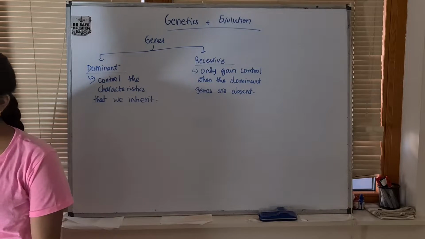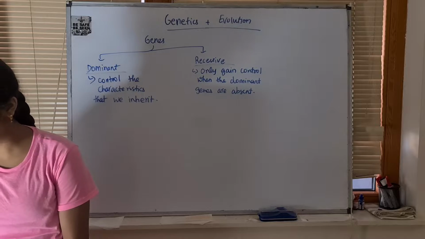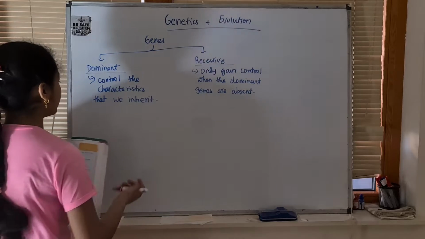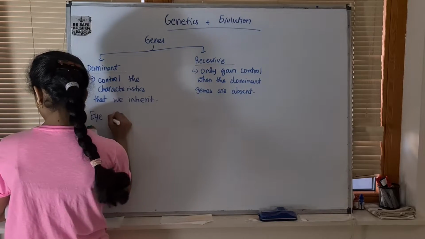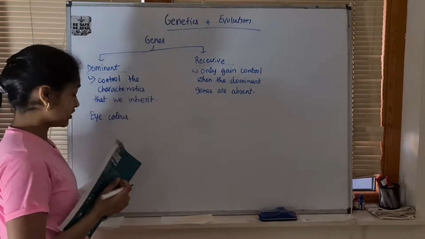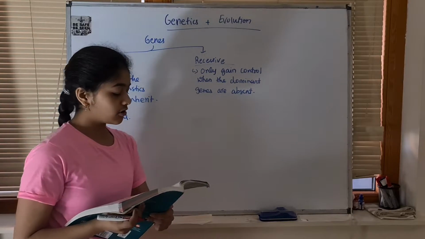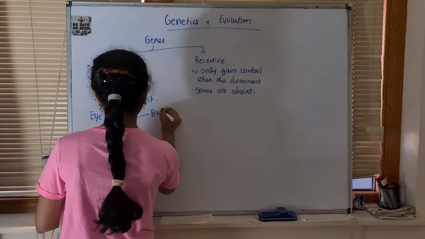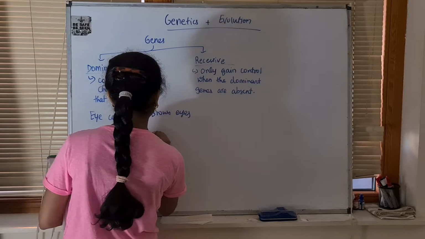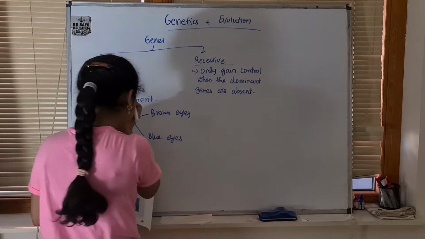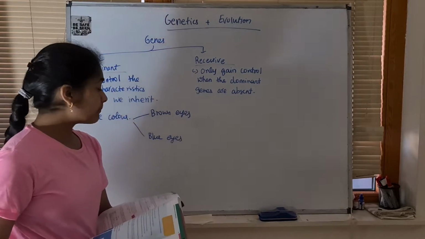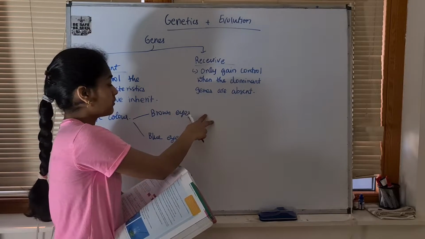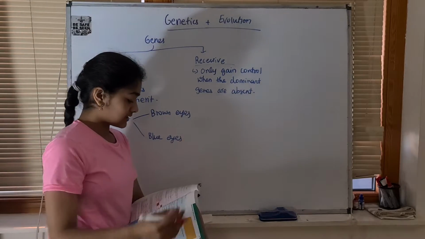Now let's take a quick example to understand dominant and recessive genes. A characteristic like eye color is controlled by two different genes. The gene for brown eyes is dominant to the gene for blue eyes. So the gene for brown eyes is dominant and the gene for blue eyes is recessive.